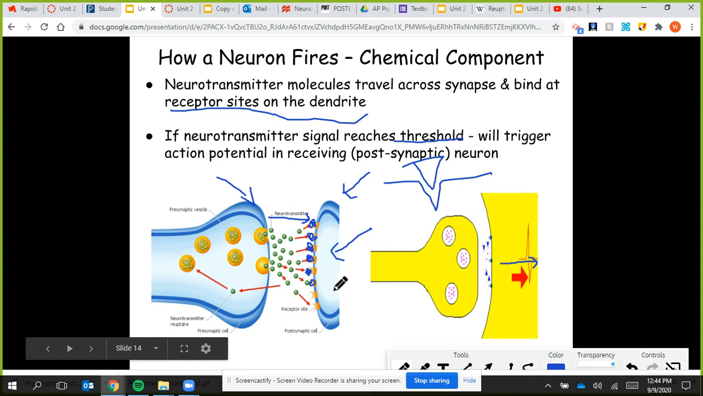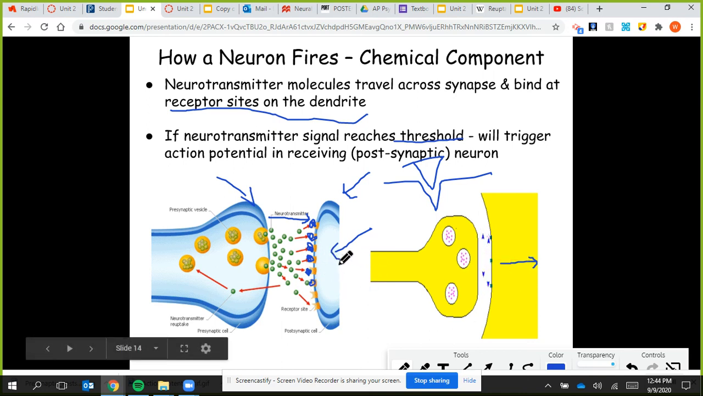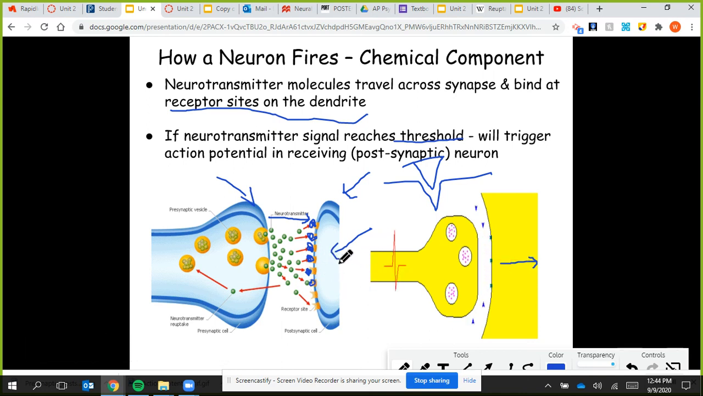No. Okay. But if 7 or 500 bind, if 500 bind, is it going to fire even faster than if 7 bind? Yes or no? Same rate, because an action potential is an all or none response. Thank you, Connor.